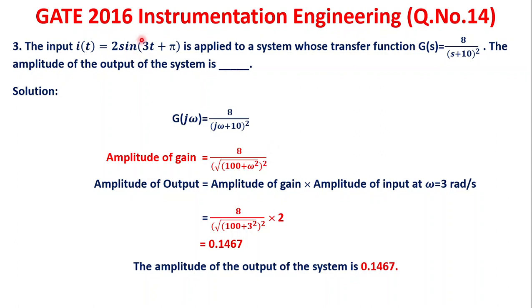What is the frequency? So sine of omega t plus phi. So this is the magnitude. Sine of omega t plus phi as far as input is concerned. So frequency is 3. So at 3 radian per second we have to find out the gain and the output. So 8 by root of 100 plus, substitute omega as 3, into the amplitude of input, which is 2. So 0.1467. So that is the amplitude of the output. See, very simple. It may be a problem in the GATE examination, but I don't think it is a difficult problem. Simply application of formula. That's all.